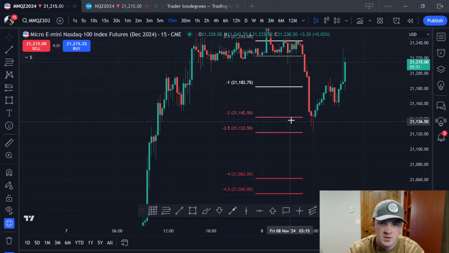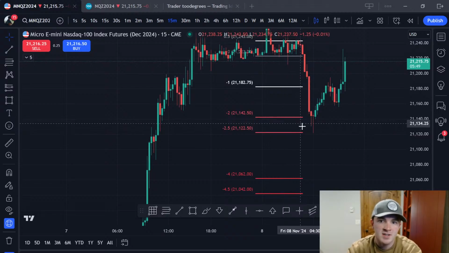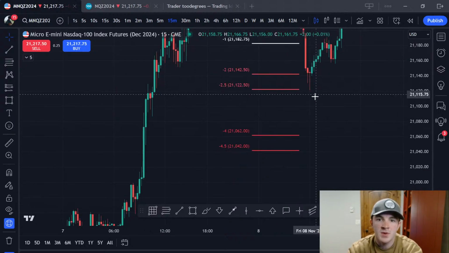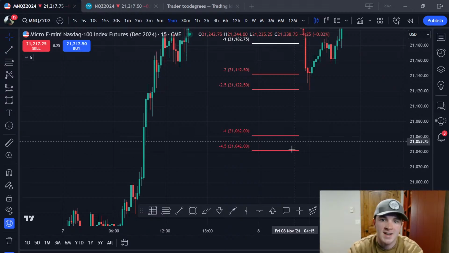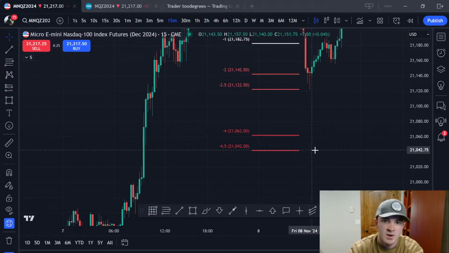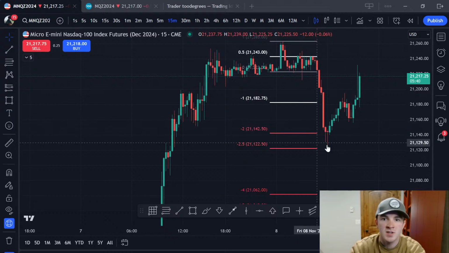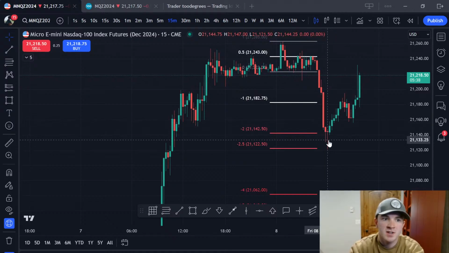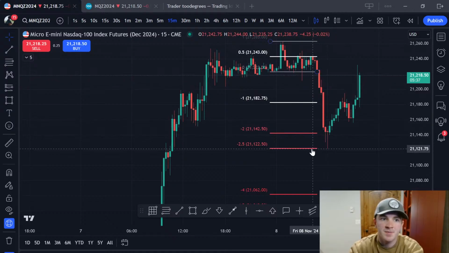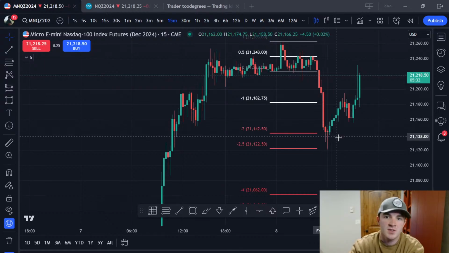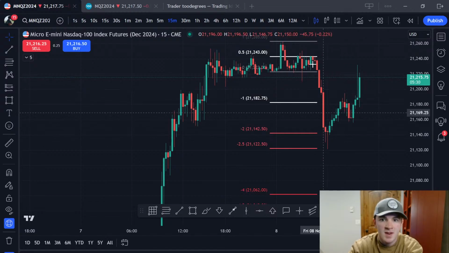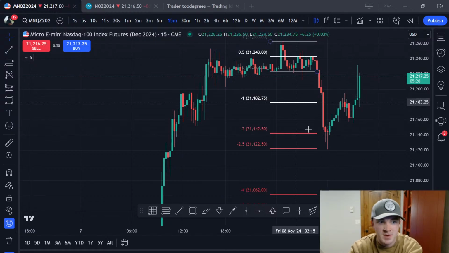If we hit this 2 to 2.5, that could actually be the end of the move. We don't have to go to the 4 to 4.5, that's just max extension. We might just only go to that 2 to 2.5 range. And at that 2.5 range, you sometimes get the retracement, and in this case, that was where we got the retracement.